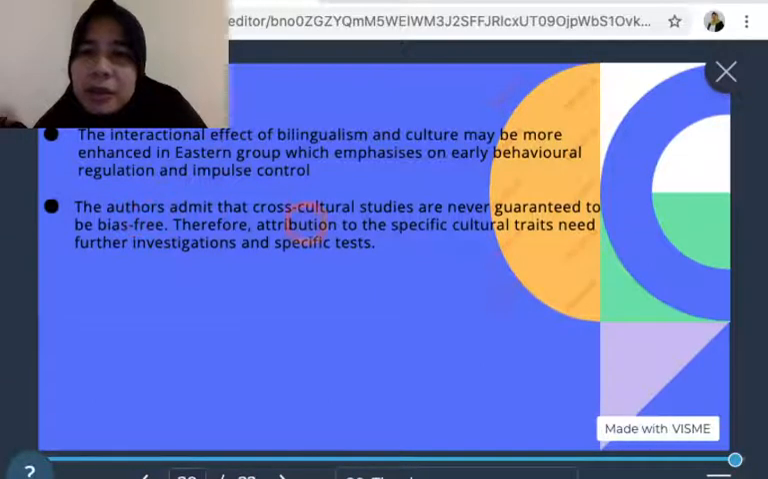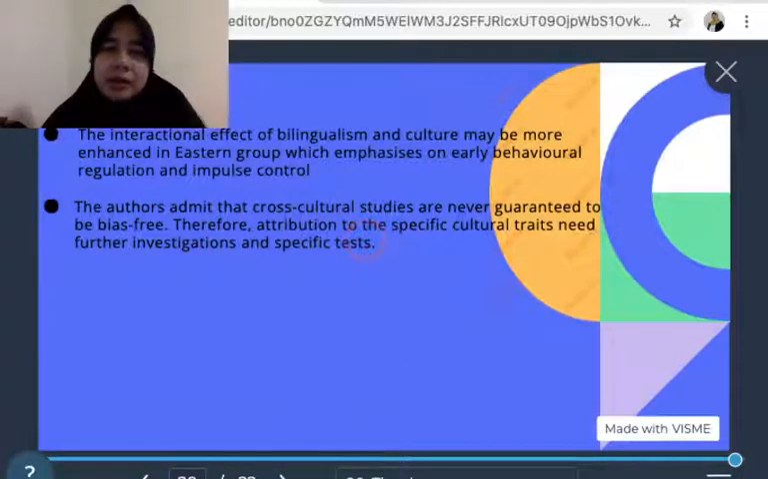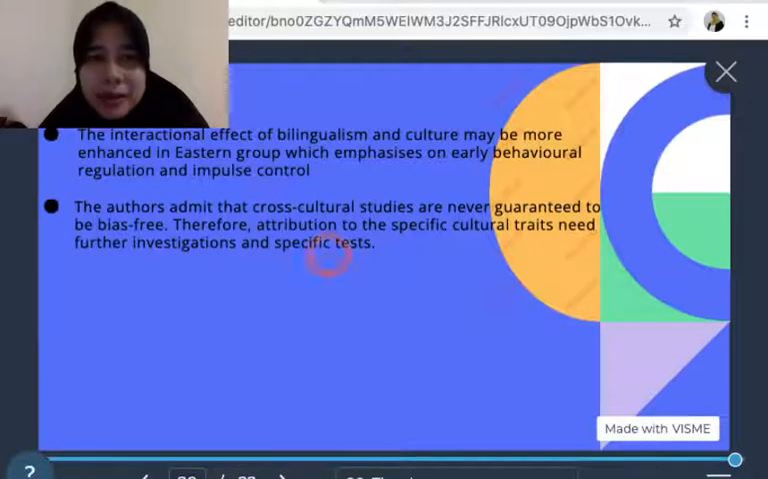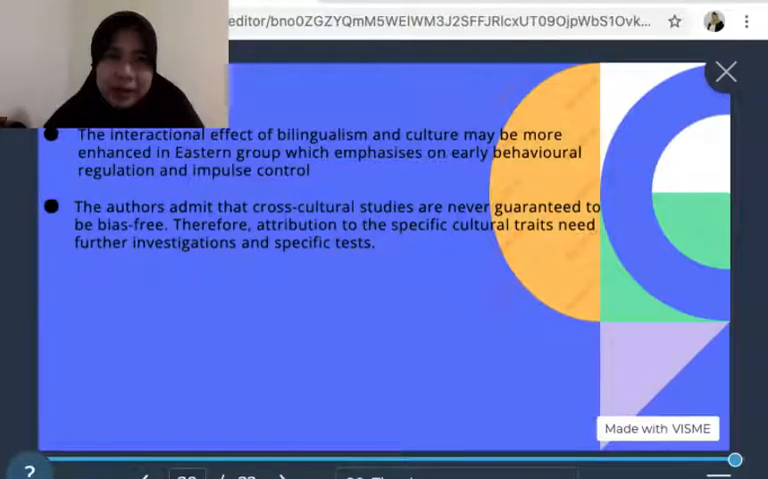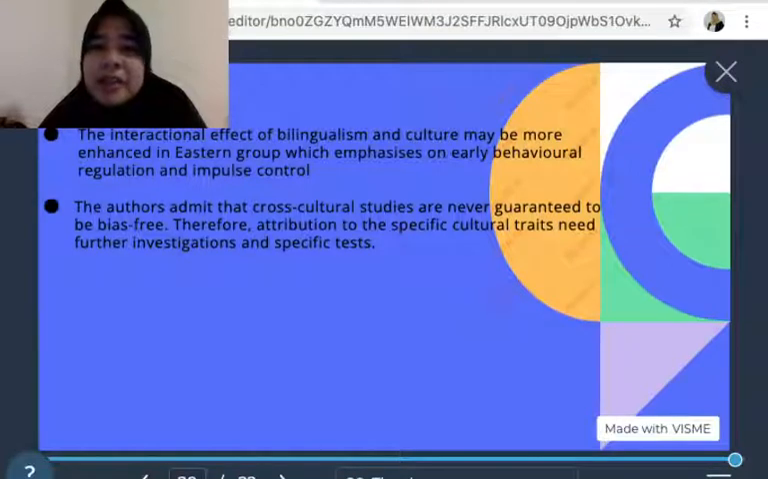The authors admit that cross-cultural studies are never guaranteed to be bias-free. Therefore, attribution to specific cultural traits needs further investigation and specific tests. It means that even though they have SES analysis and developmental analysis, they also have to analyze the cultural traits of each of the participants. Even though they conducted cultural analysis, this was before they started the research. So further investigation is needed in doing bilingual research on bilingualism and cultures.